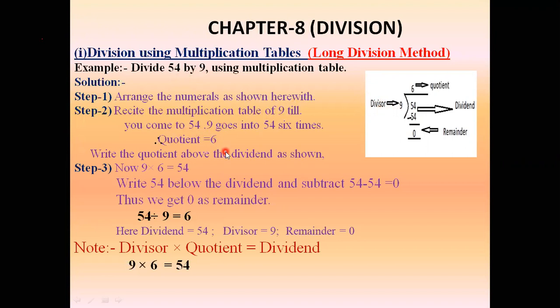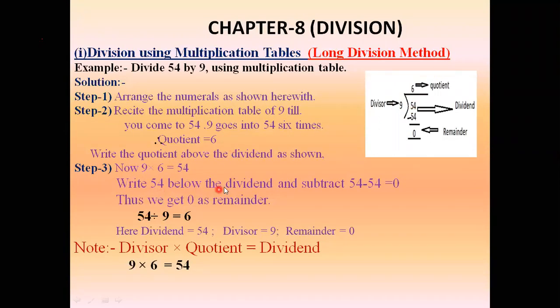Recite the table. Now start: 9 1 ja 9, 9 2 ja 18, 9 3 ja 27, 9 4 ja 36, 9 5 ja 45, and 9 6 ja 54. Now 9 goes into 54 6 times. Now the quotient will be 6. Write the quotient above the dividend as shown. Now 9 into 6 is equal to 54. When we multiply divisor into quotient, we get the dividend as 54.